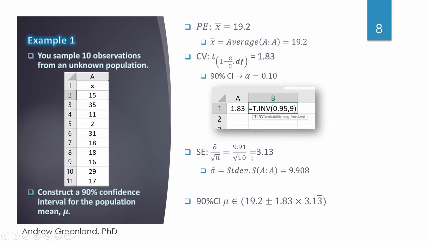Now, we're going to do the exact same thing we've done every other time when we're calculating a confidence interval. We're going to take our point estimate plus and minus our critical value times our standard error. So we would say that the 90% confidence interval for the mean of this population is 19.2 plus or minus 1.83 times 3.13, okay? Or I'm 90% confident that the mean falls somewhere in this range of values.